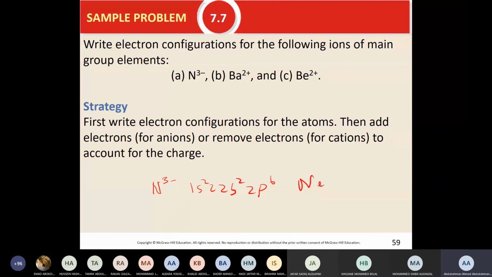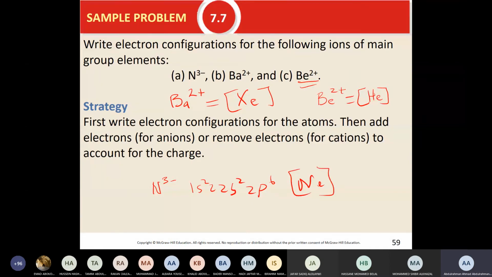What's the electronic structure for Ba2 plus? Go to the periodic table and find the noble gas that you will reach if you lose 2 electrons. It's the structure of xenon. Exactly. What's the structure of Be2 plus? Helium. Exactly. This is helium and this is Be, and nitrogen is Ne. So you know how to write the electronic structure.